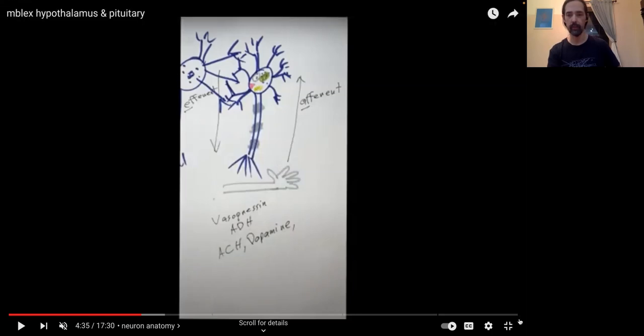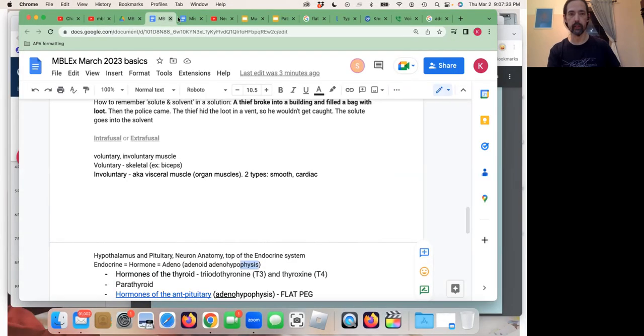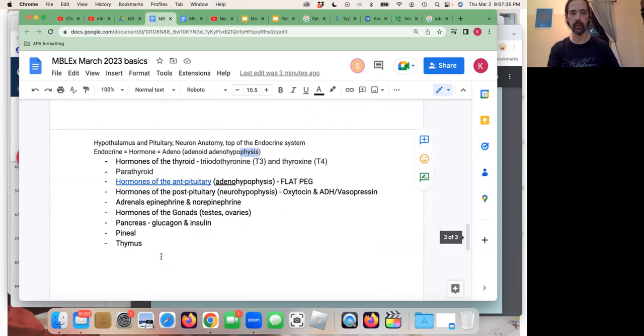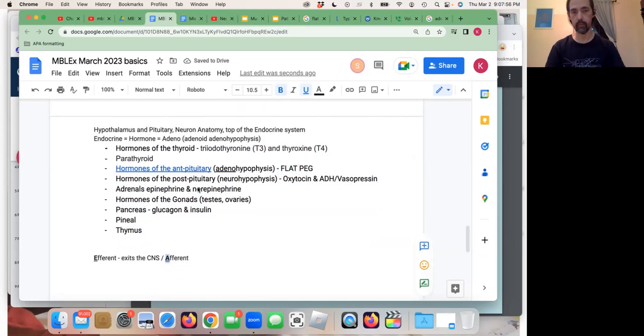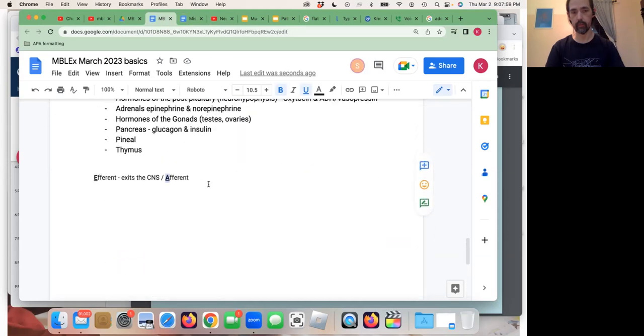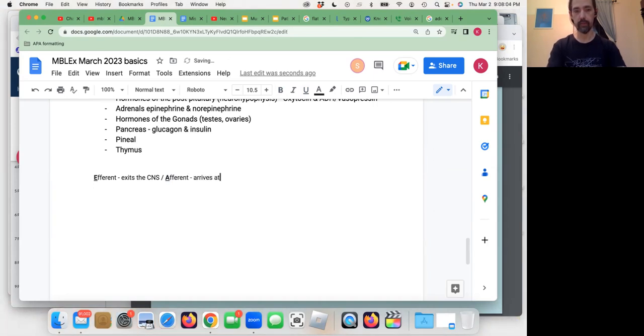And you can remember them like this. So efferent and afferent. Efferent exits the central nervous system, while afferent arrives at the central nervous system.